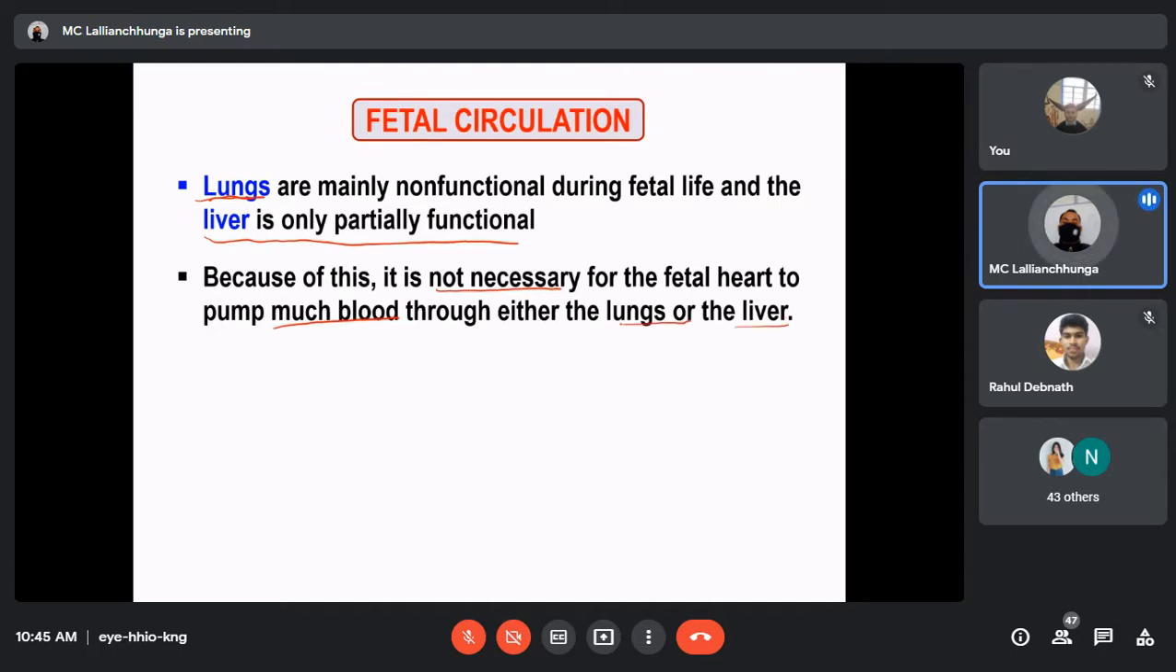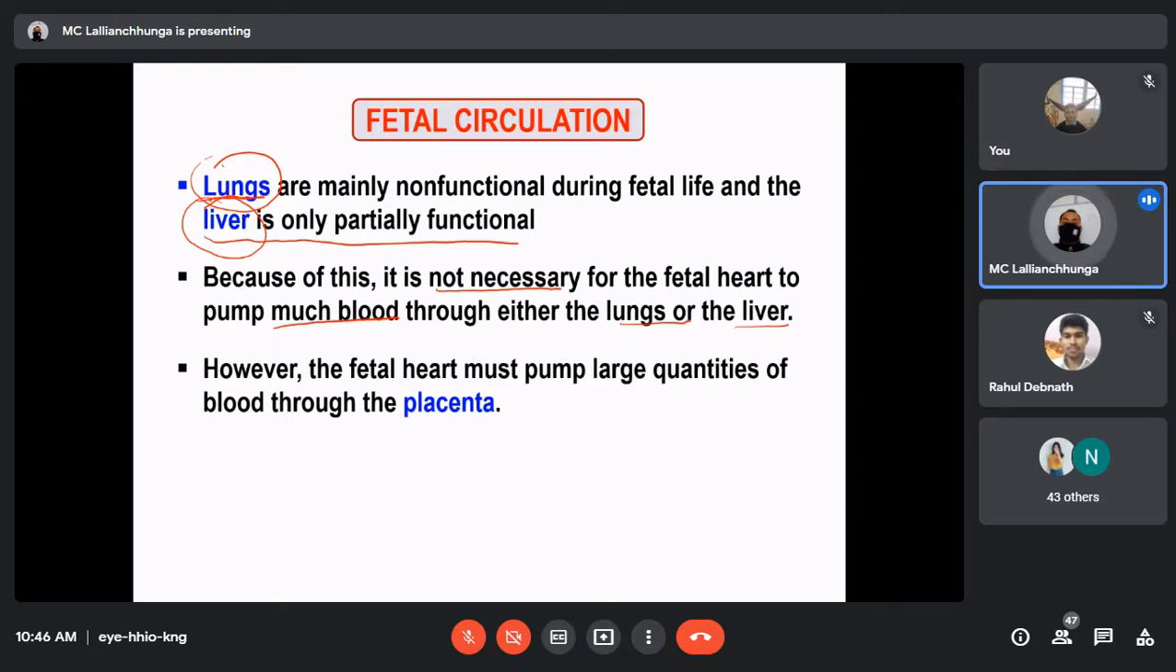You already know that when there is an increased metabolic rate in a particular tissue or organ, higher blood supply is required. But when they are not metabolically active, less blood will flow through them. Just like that, during fetal life, the lungs and liver are functioning at a minimal level. That means they do not need much blood supply to do their function, so there is a minimal amount of blood flow through the lungs and liver during fetal life.